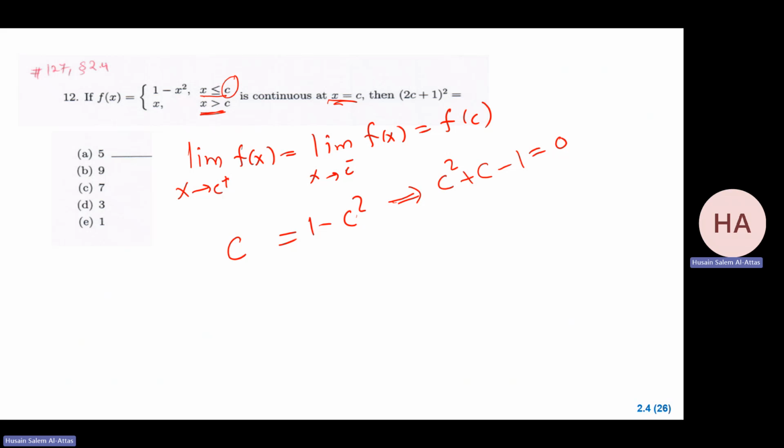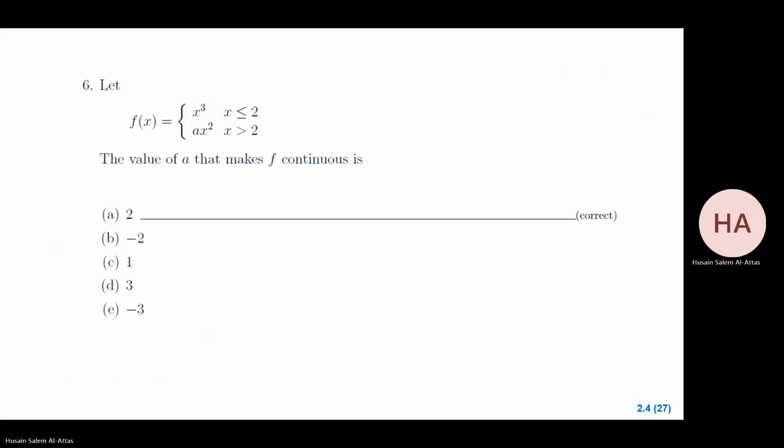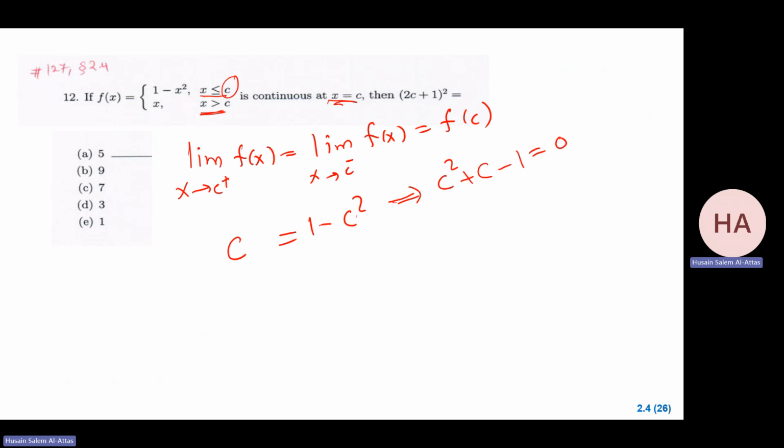How to solve this equation? Yeah. Did I make a mistake? No, this is c. And as this goes to c from left, I have 1 minus c squared. So you have c squared plus c minus 1 equals 0. This is a quadratic equation. So I need to solve it.